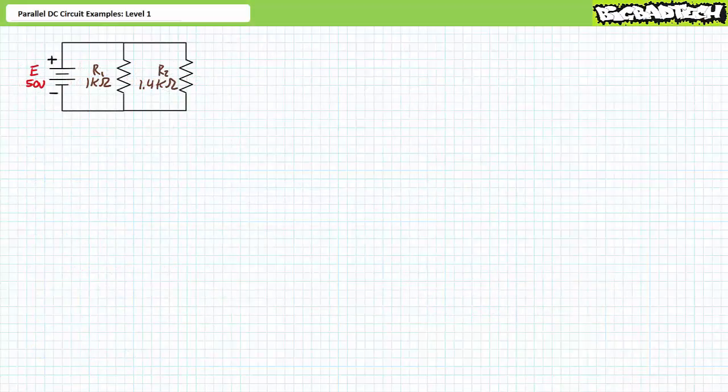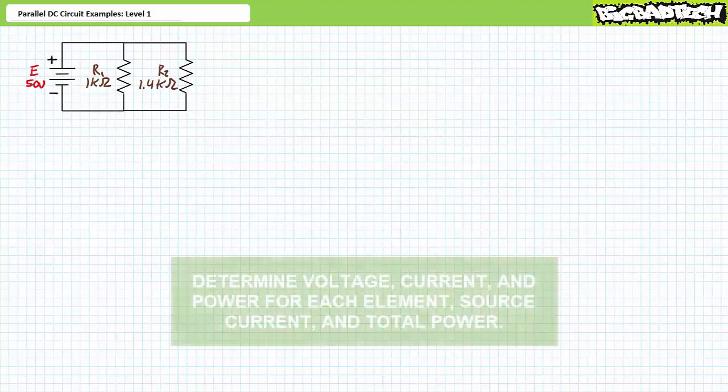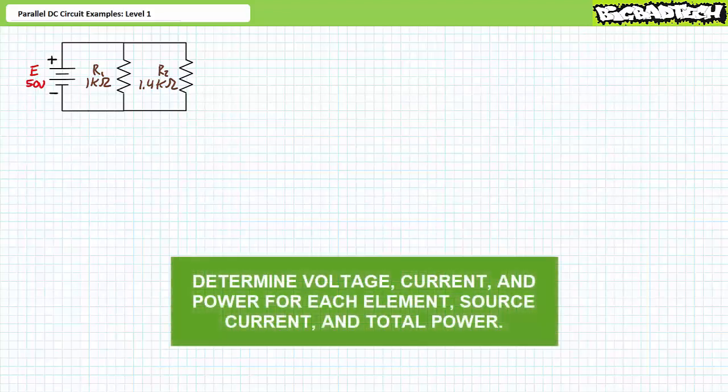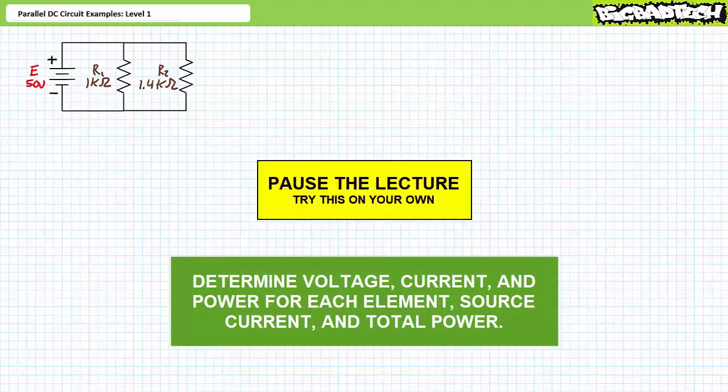Our next illustrated example features a 50-volt source in parallel with R1, a 1 kΩ resistor, and R2, a 1.4 kΩ resistor. We're again being asked to solve for the voltage drop across each element, the current through each element, the power dissipated by each element, the source current, and the total power. By all means, pause the lecture and try this on your own. If you're tracking, you should have obtained the following results.